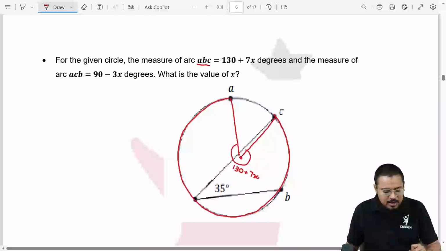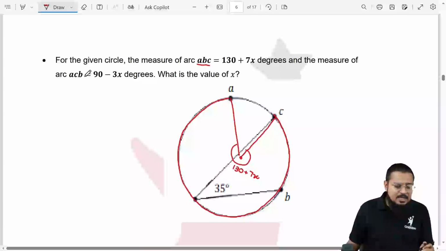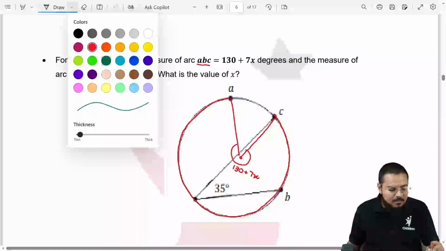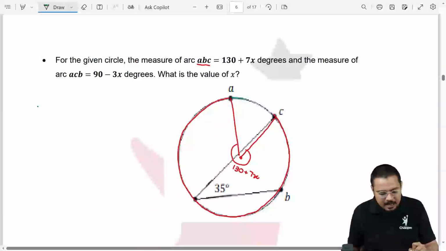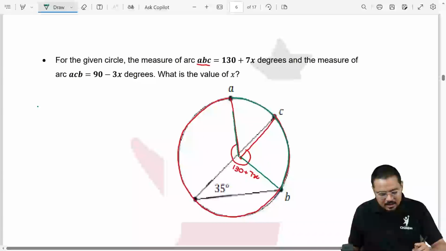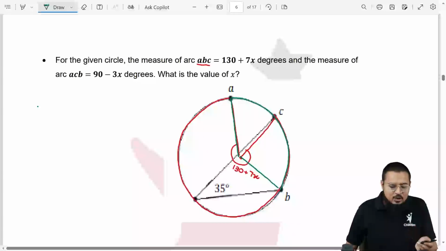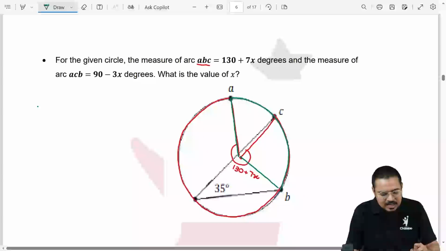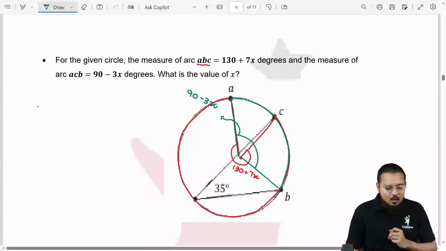Now let's move on. Arc ACB, A, then C, and then B. Now this is, I think, the minor arc ACB, starting from A, then hitting point C, and then ending at B. This is your green arc ACB. Just draw the radius, one at B and one at A, just to enclose this into a sector. Now if you see this angle from here till here, this angle over here is given to you as 90 minus 3x. I'm going to write it down over here: 90 minus 3x degrees.